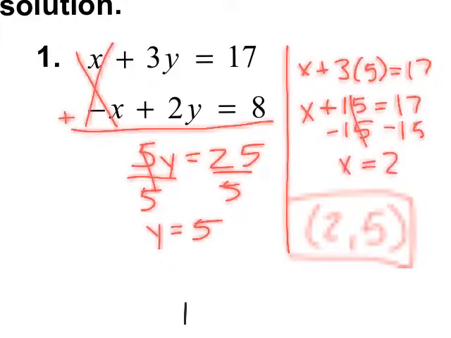So again, just like with graphing, just like with substitution, we need to make sure that elimination has an ordered pair answer. So it's going to be 2, 5. And remember, it's not what you solve for first, what you solve for second. It's always x, y. So 2, 5 here.